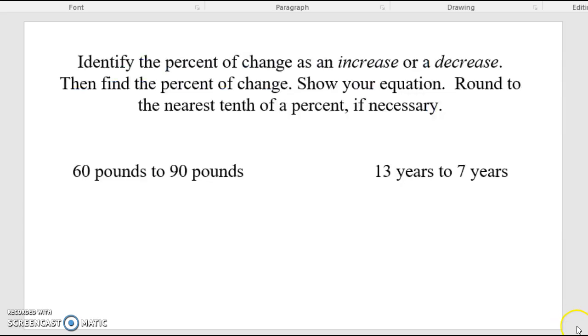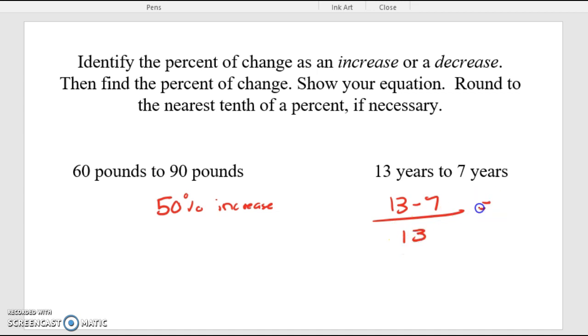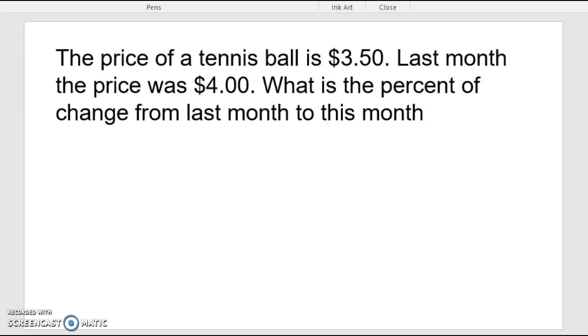Let's get started. We did some of these in class, so I'm going to go fast through some of these. For this first one, we know that our answer is a 50% increase. Again, we've gone over that one in class. Over here we have 13 years to 7 years, so we have 13 minus 7 over our original, which is 13. I'm going to do it with my calculator here again to save some time. So we have 13 minus 7 divided by 13. That gives us 0.46. So that would be a 46% decrease.